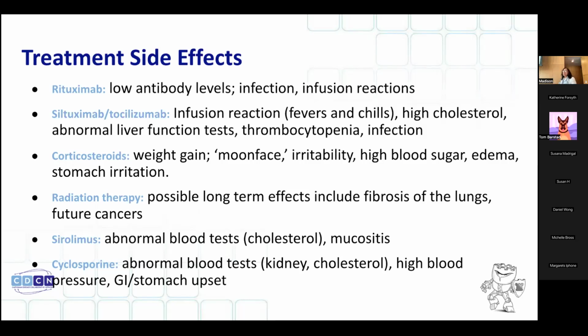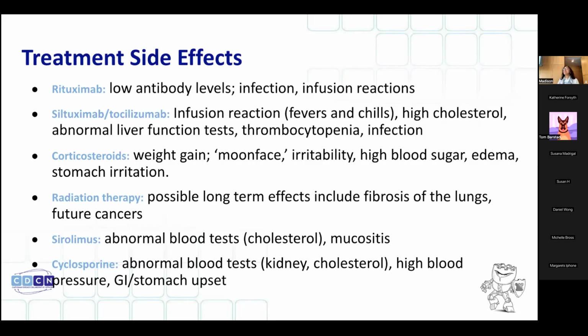So steroids can produce side effects, which can include weight gain, elevated blood sugars, moon face, irritability, swelling, and stomach irritation. While it may give you a real boost of energy while you're on it, no physician wants you on it for very long, and you need to taper off of it pretty quickly.